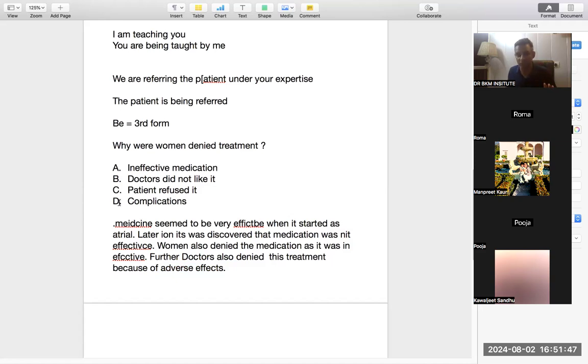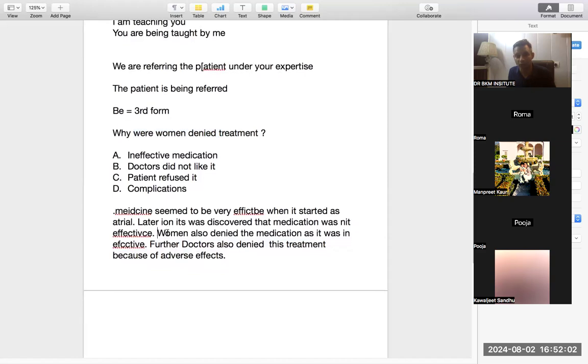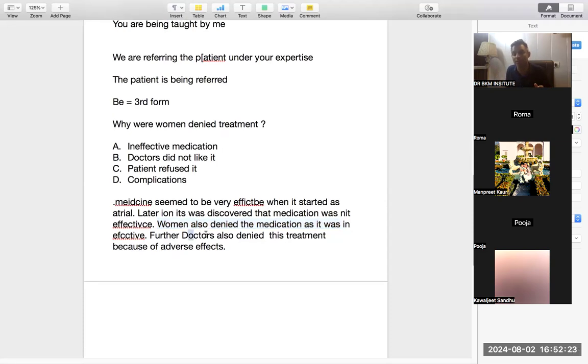Again, that is where tenses come into action. Why were women denied treatment? Again, it is a question: why were women denied treatment by the doctors? This is what passive voice does. So even though A seems to have more matching words, it can never be our answer, because women denied the medication themselves. But my question is not active. Why were women denied treatment is because doctors denied this treatment to women because of the adverse effects. This is what active and passive does.